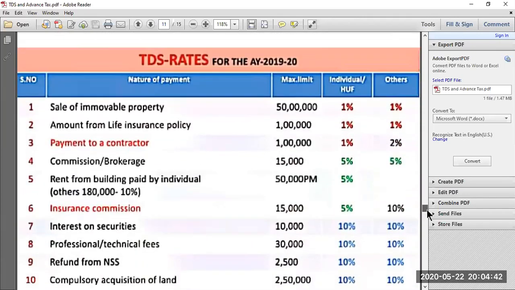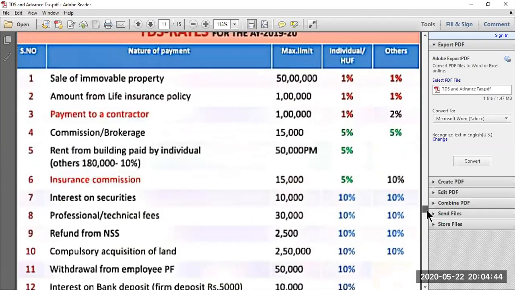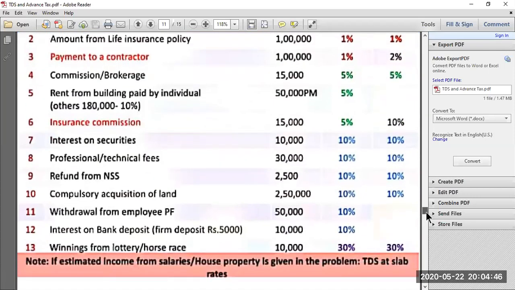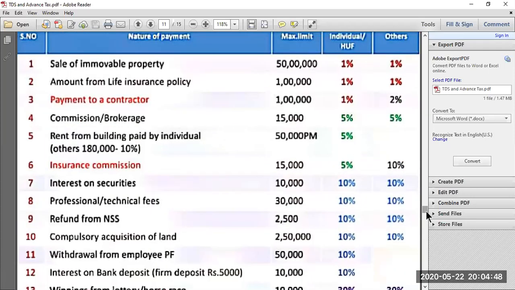Now this chart will explain the different rates of TDS, the different types of payments in respect of which TDS has to be deducted, as well as the different percentages or rates of TDS which have to be deducted by the deductor.